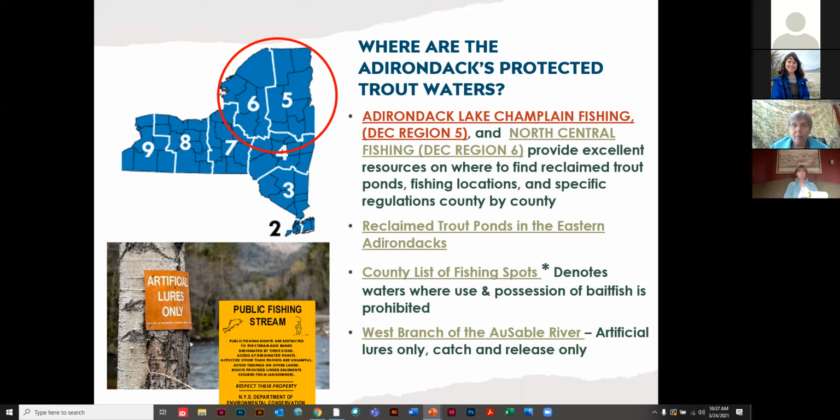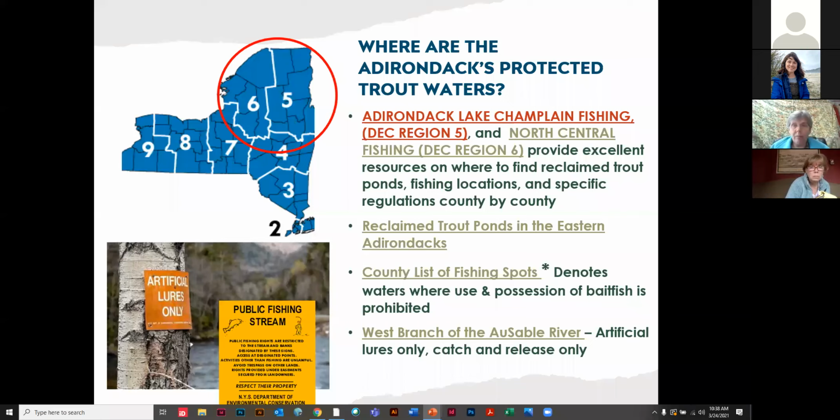And there are certain sections of the river that are catch and release, and there are certain sections that are not catch and release. So for more specifics on the Osceola River, do visit the Osceola River Association website. They have excellent resources, and I'll share that out after the workshop as well. So just to reiterate, the big thing: do not use live bait fish in trout ponds in the Adirondacks. Might be Region 5, might be Region 6.